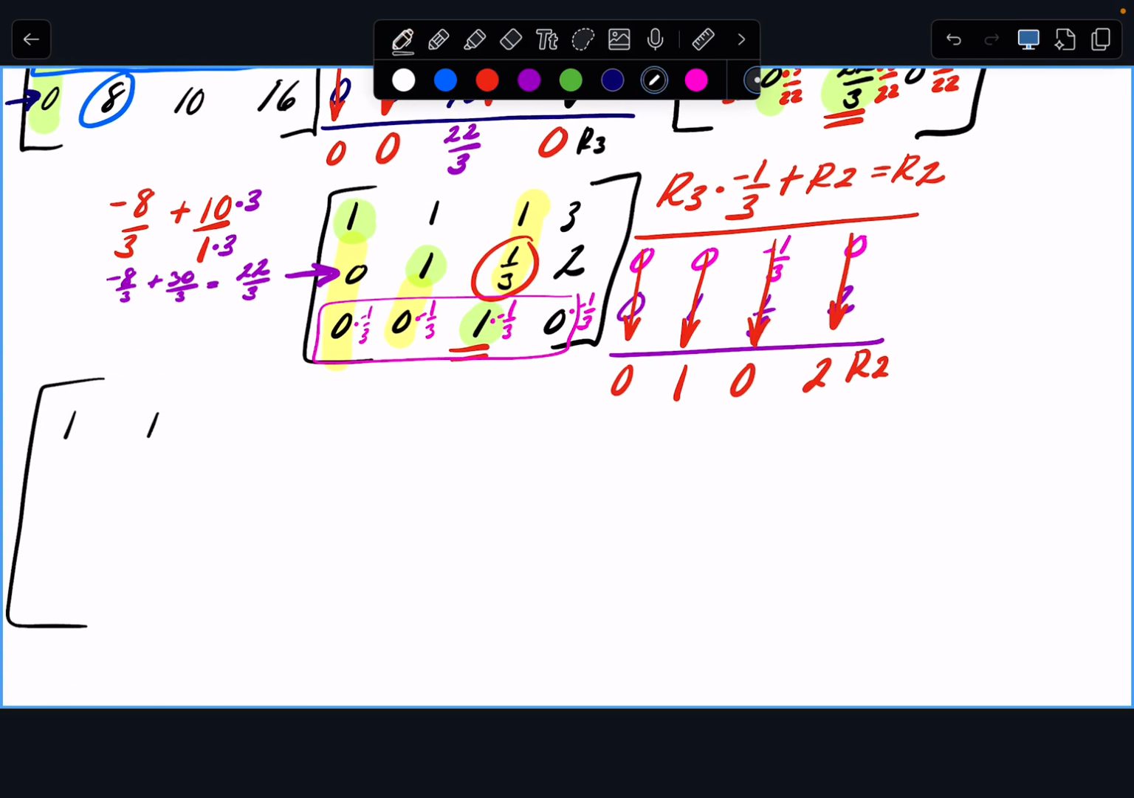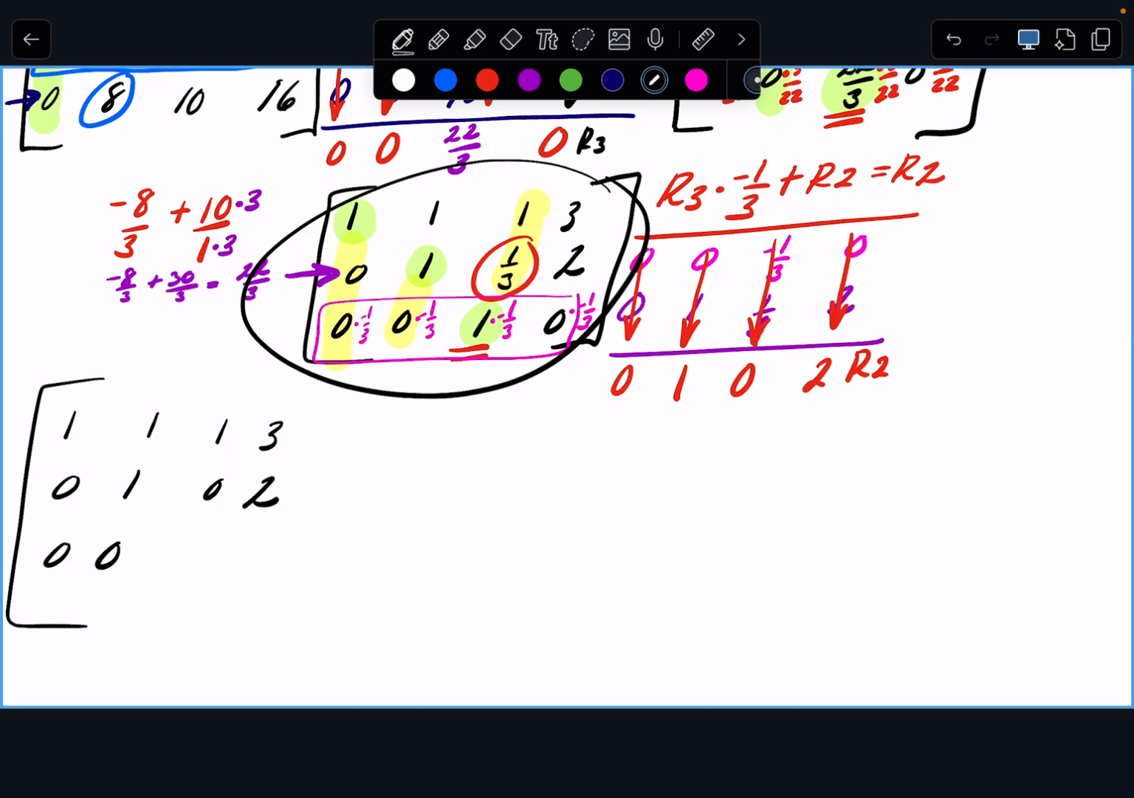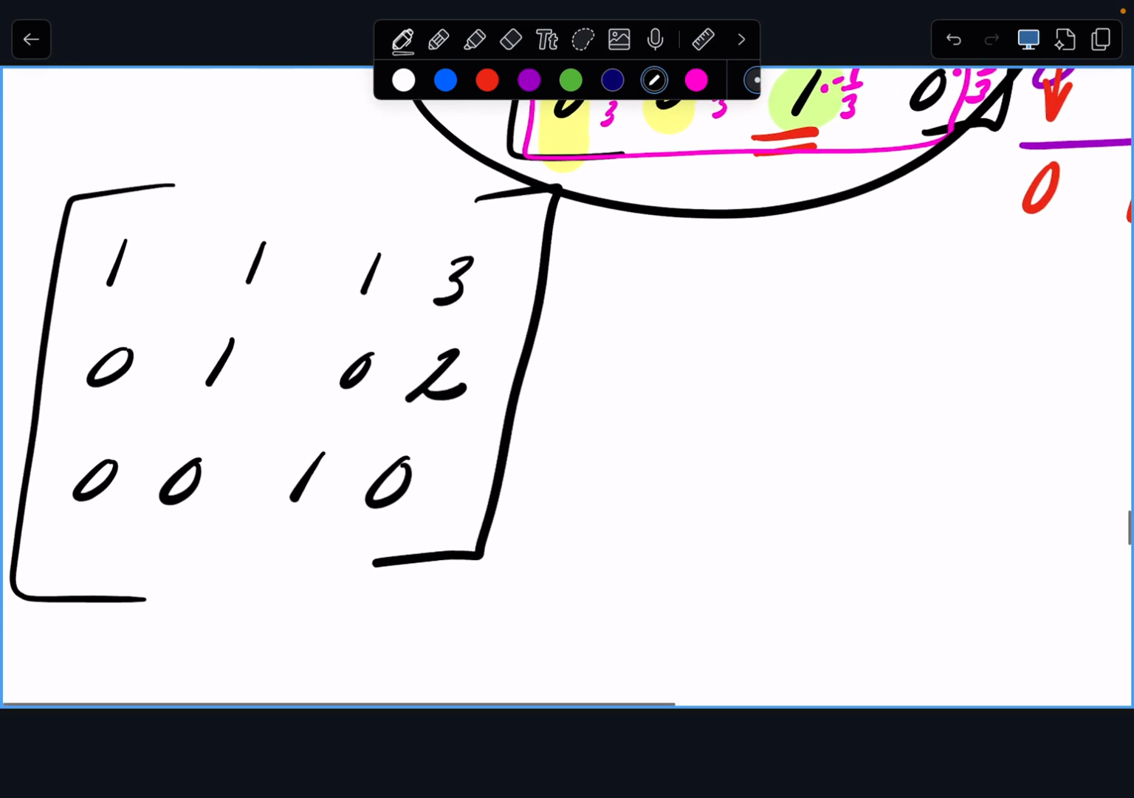So we have 1, 1, 1, 3. Remember, we're writing row 1 the same. Row 2 just became 0, 1, 0, 2. Row 3 hasn't changed. It's still 0, 0, 1, 0. Now, we've got a 1 here, 0 below. 1 here, 0 below. 1, 0. Now, don't I need a 0 here? Yeah. Why is that not no solution? Because 1 equals 0. So, z equals 0?